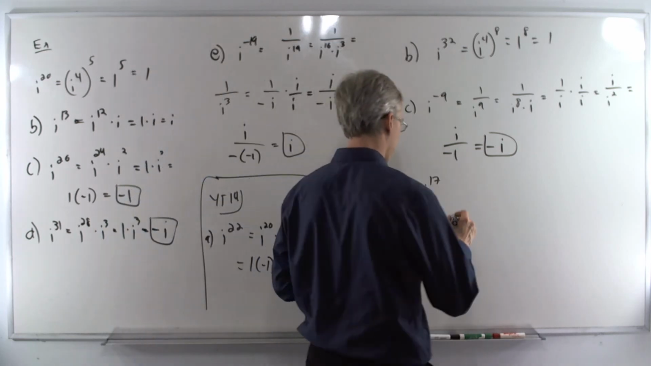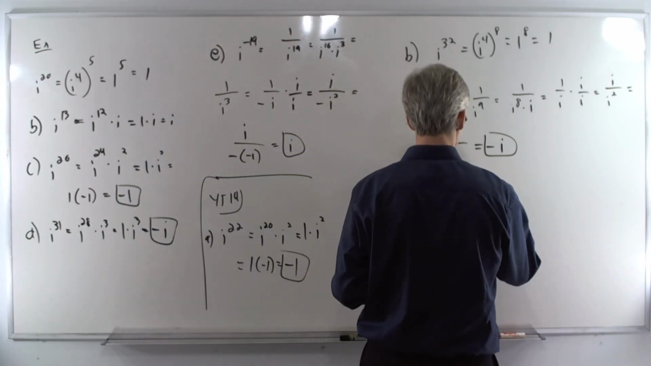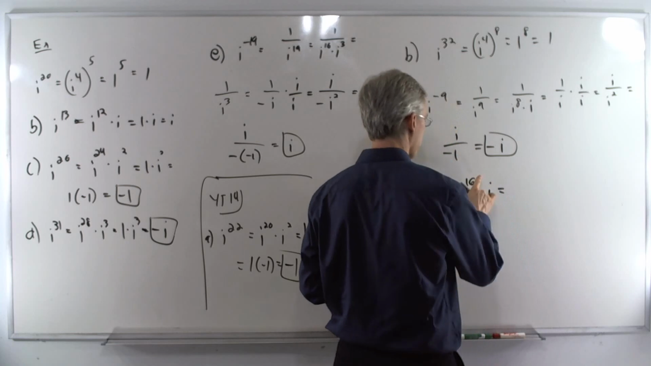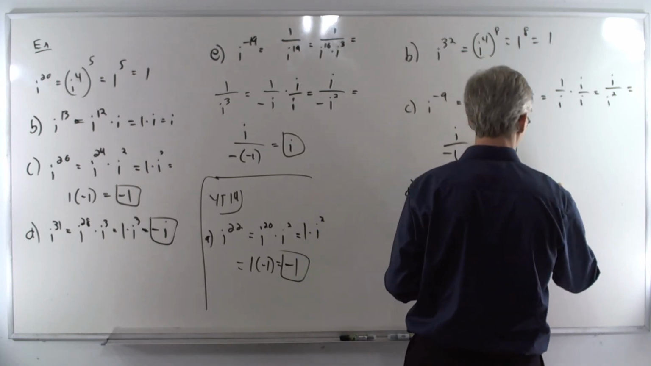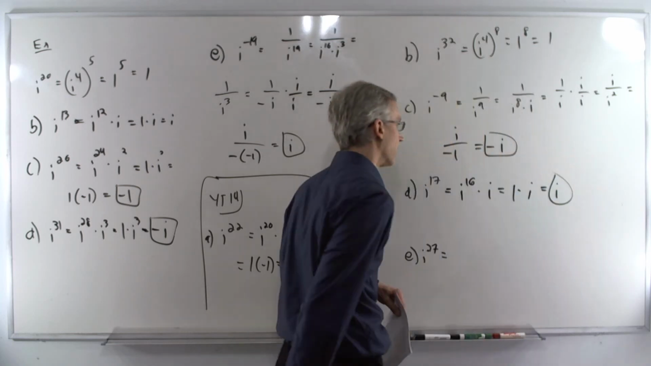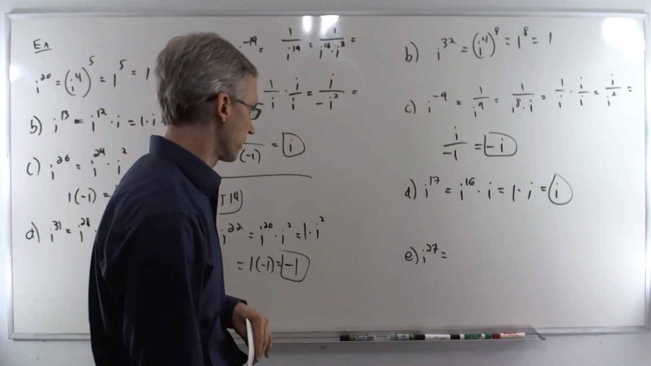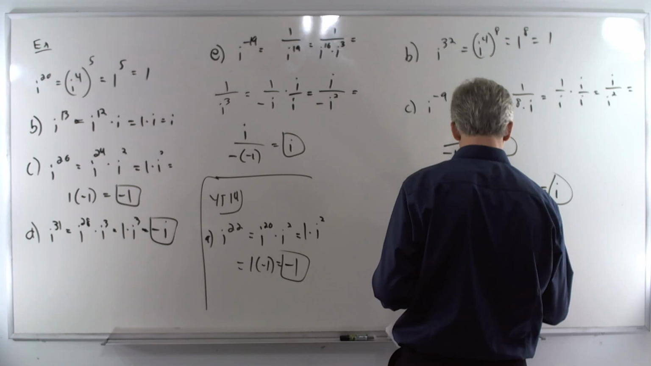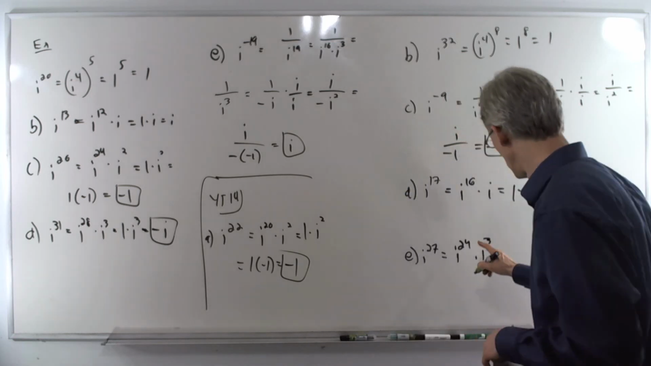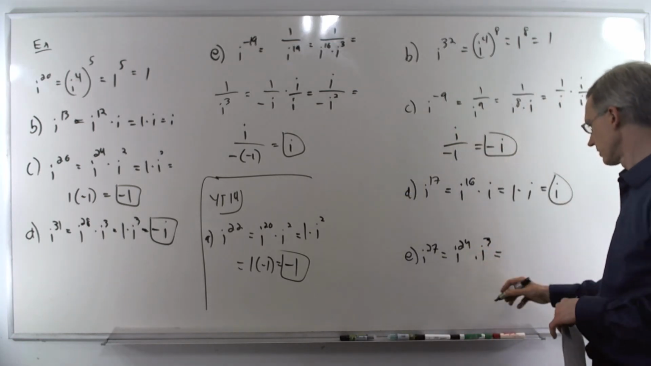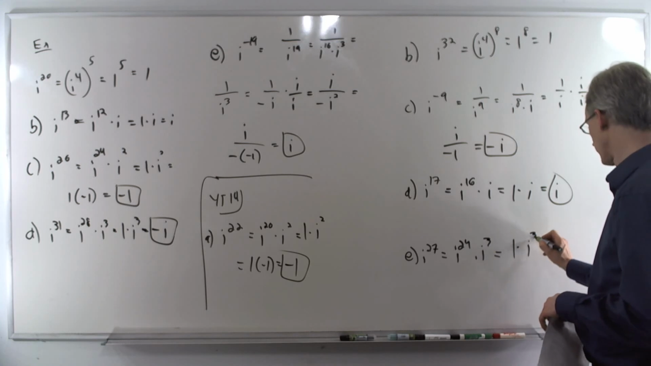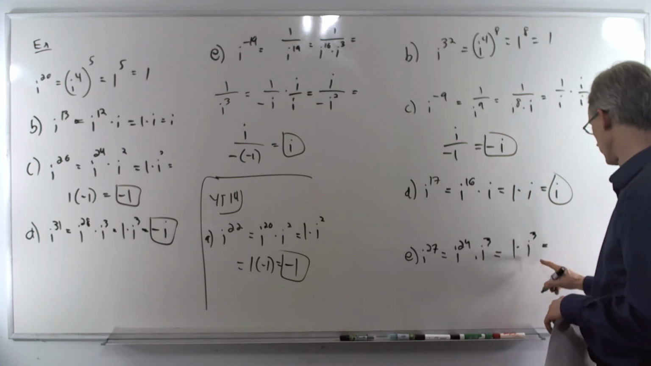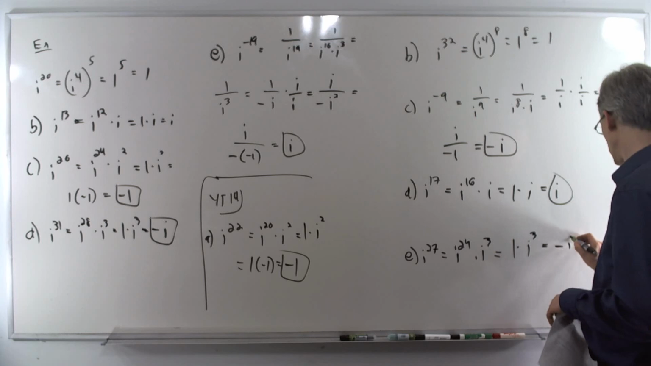i to the 17th. Break that up into i to the 16th times i. i to the 16th is 1, so 1 times i is i. And i to the 27th. We'll break that up into i to the 24th times i to the 3rd. 24 is a multiple of 4, so that is 1. So we get 1 times i to the 3rd. And as we saw earlier, i to the 3rd is negative i.